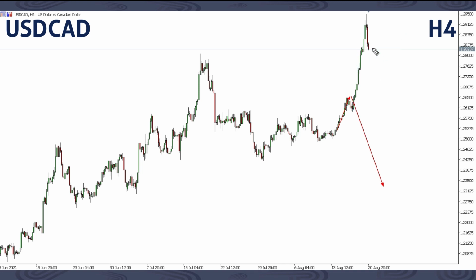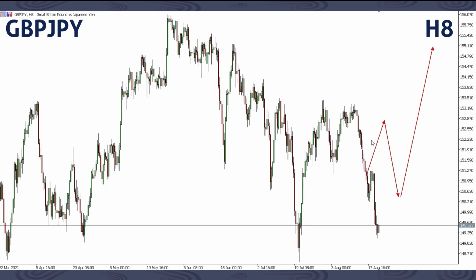We can have price giving a corrective structure here like this up to around this level, then continue one more up, or alternatively from here we can have price giving a pullback like this, then continuing this drop up to around this area. Now if we get this, we'll be looking for a sell right around this area all the way down to around this level here. That's on USD CAD.